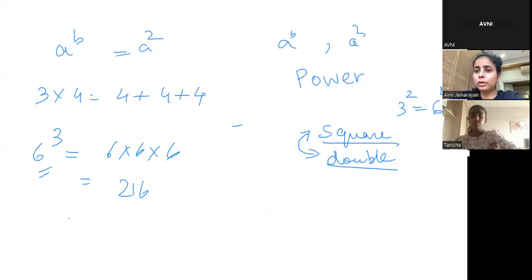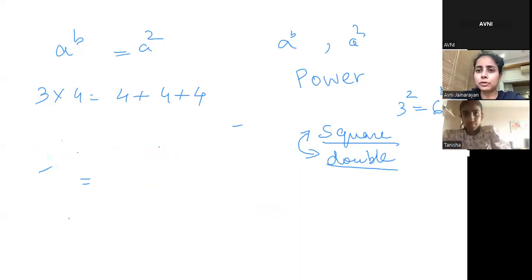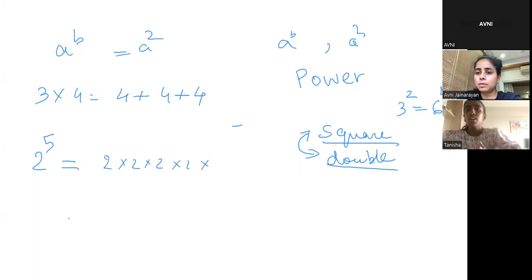All right. You want to take one more question on this? Yes. Okay. Just one more. Tell me, what should I do? 2 into 2 into 2 into 2 into 2, 5 times. Okay. Now what should we do? How to solve this?